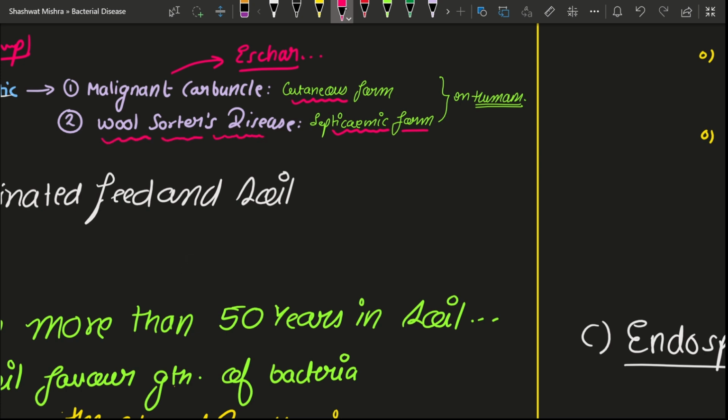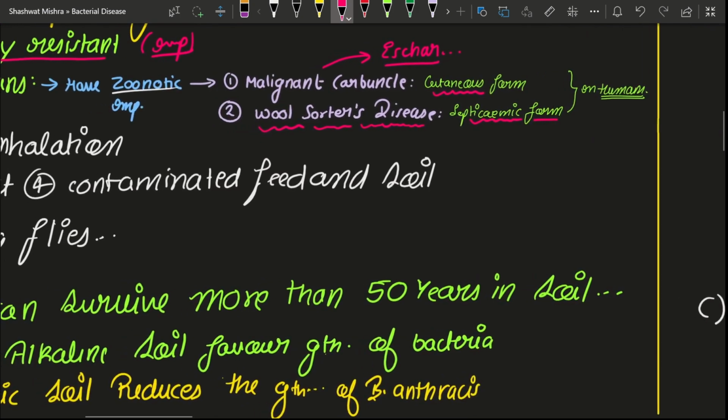Why is it called wool sorter disease? Because the persons who are rearing sheep are going to do sorting of the wools. And when they are sorting the wools, the spores of anthrax are going to be inhaled by that person, which will lead to wool sorter disease. So that you have to be focused about.